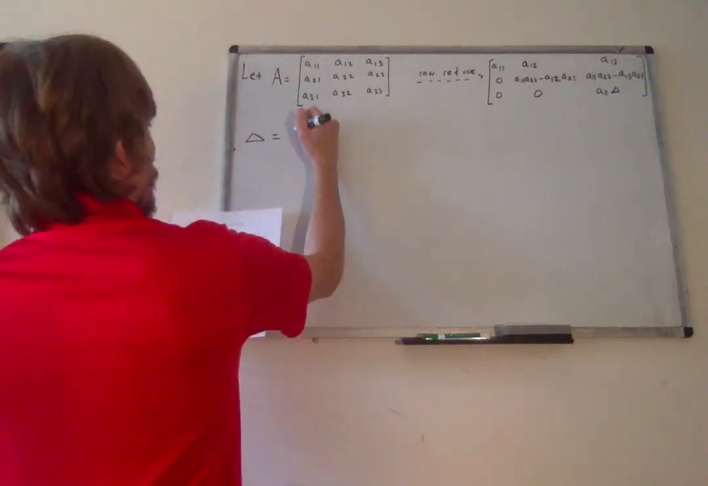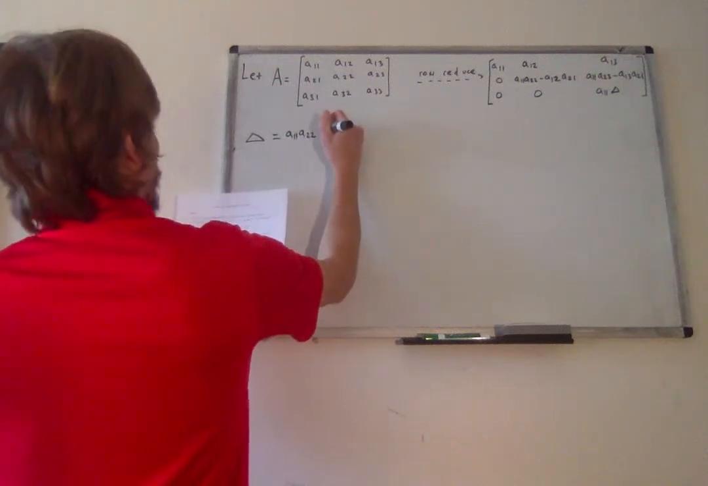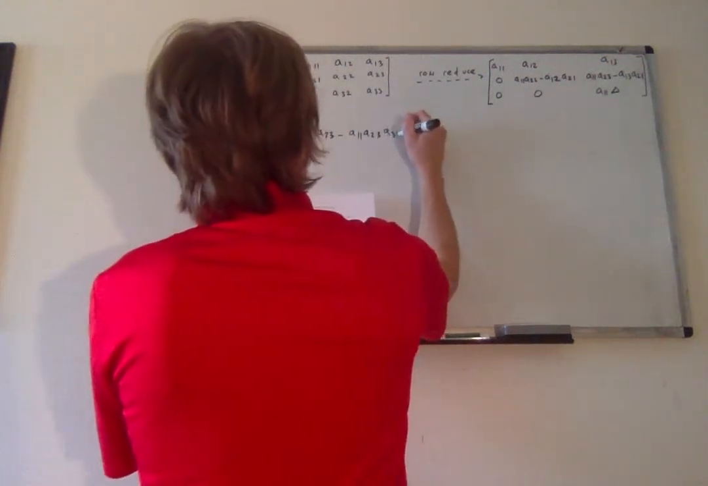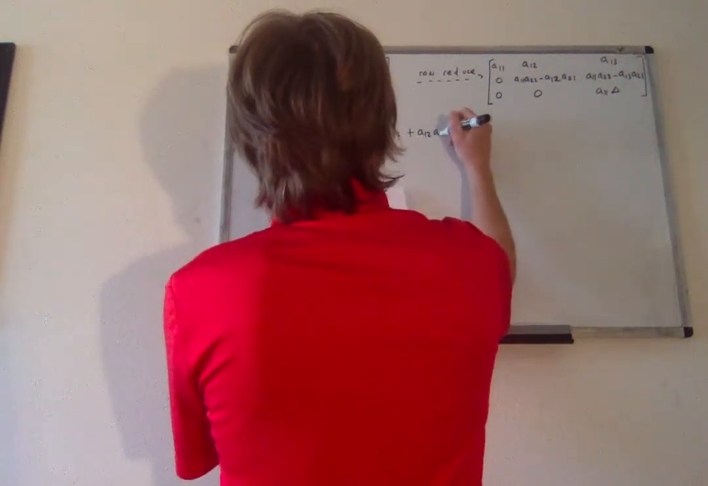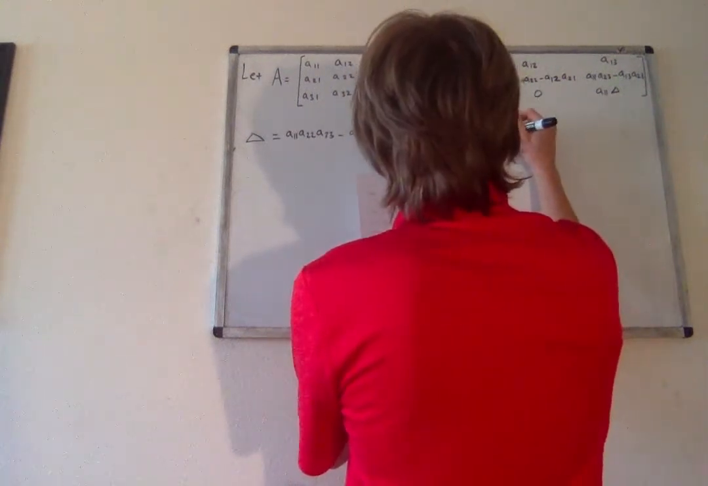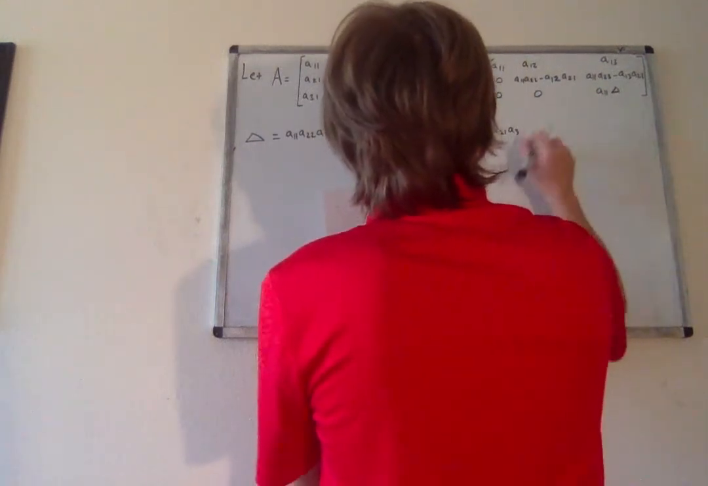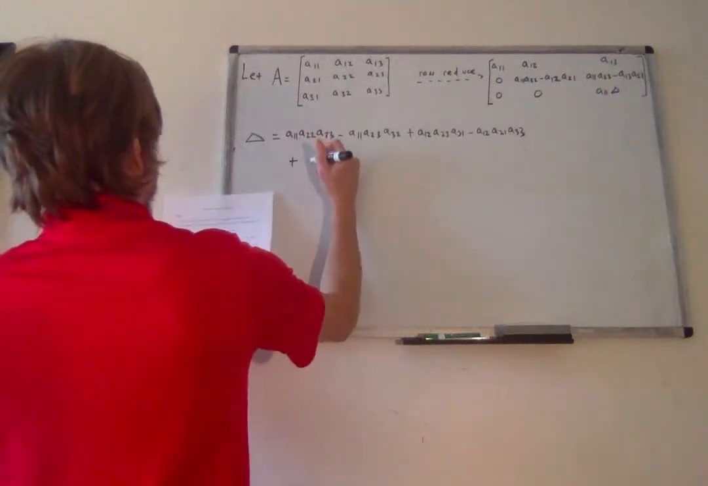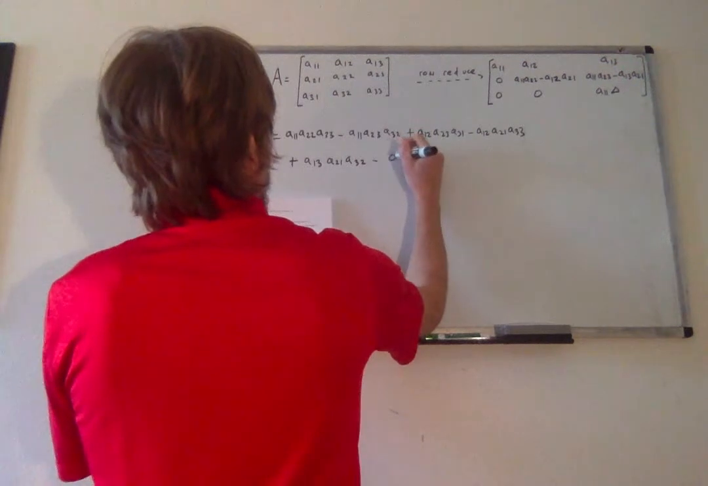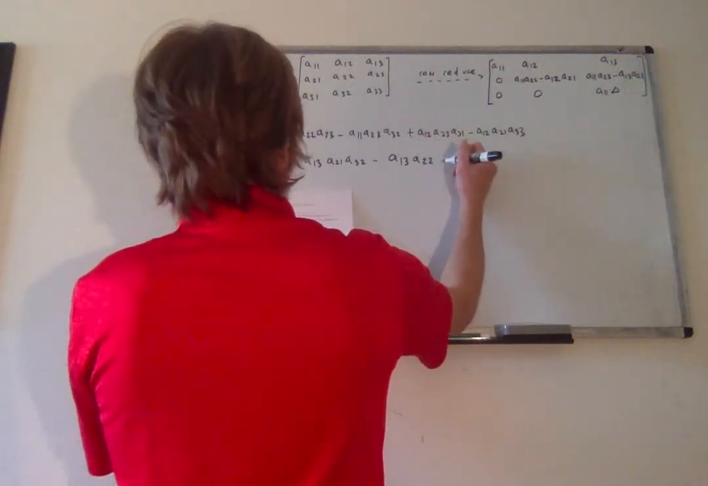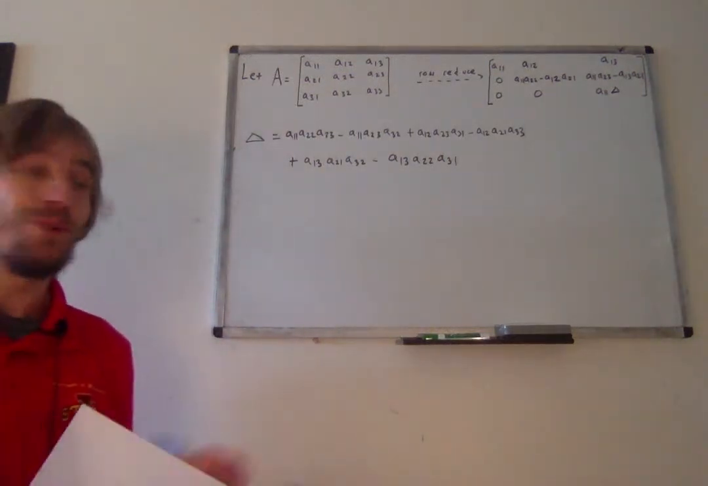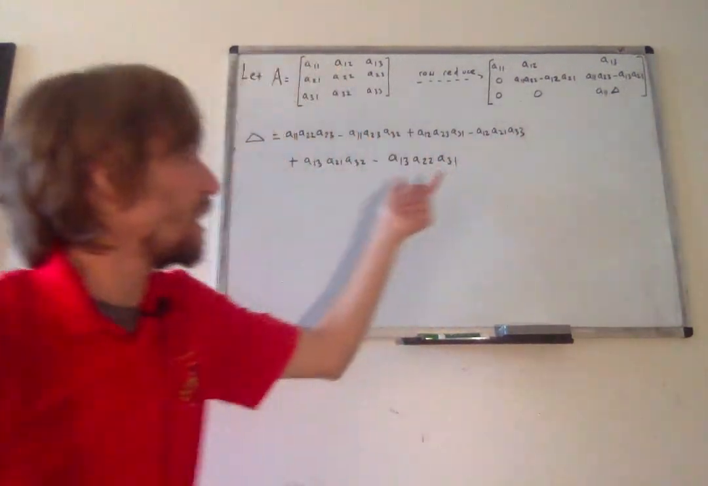Delta is equal to A11, A22, A33, minus A11, A23, A32, plus A12, A23, A31, minus A12, A21, A33, plus A13, A21, A32, minus A13, A22, A31. So maybe after looking at delta, you can see why I did not want to row reduce this. But this is this term here. So it's A11 times this.